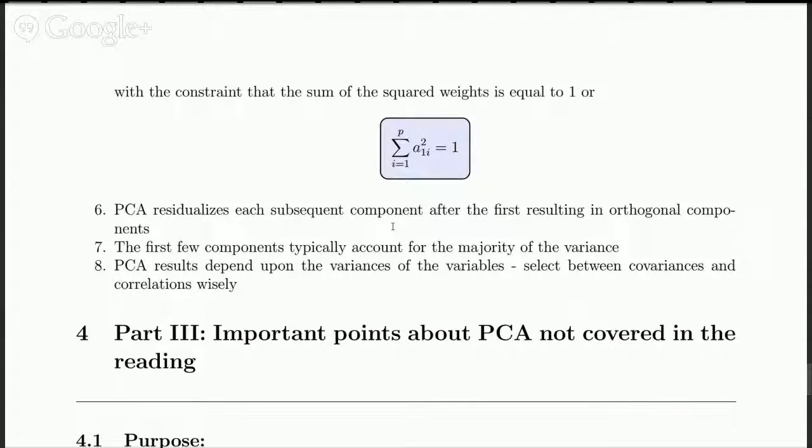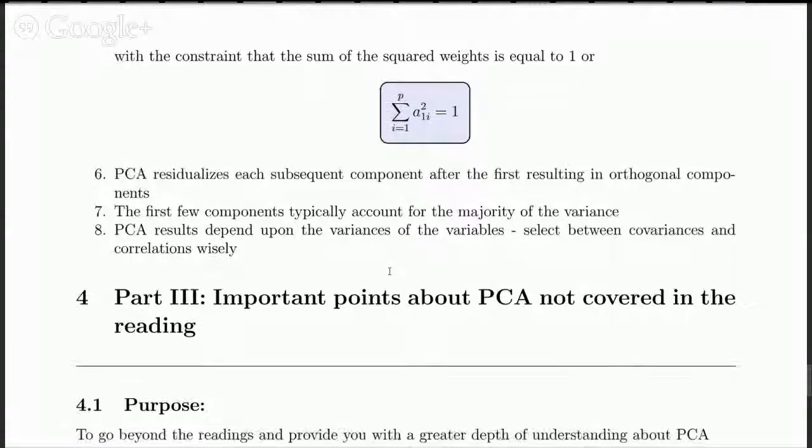One of the advantages of PCA, as I said before, is that PCA residualizes each subsequent component. So therefore, all of the principal components are orthogonal or independent. And we saw that before when we looked at the results for the correlation matrix among the principal component scores. It's an identity matrix. There are ones in the diagonal and zeros in the off diagonal.